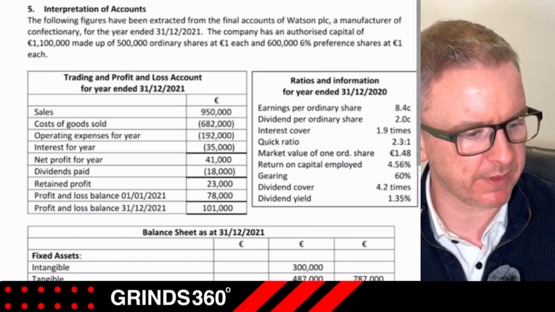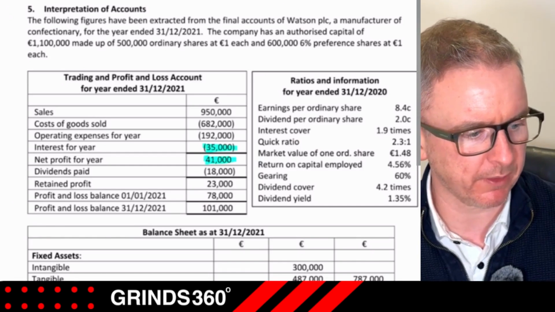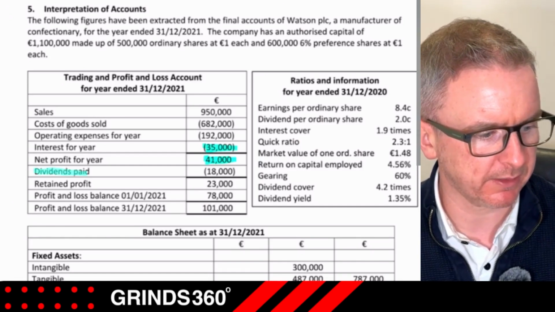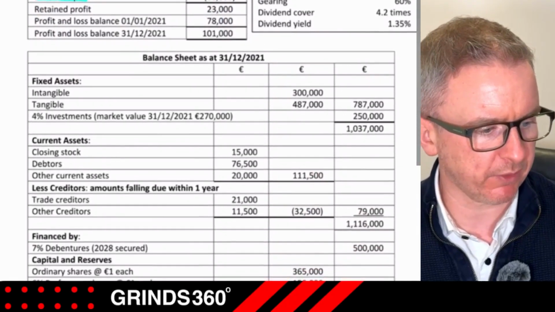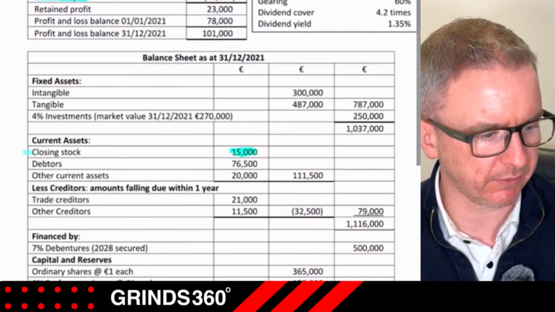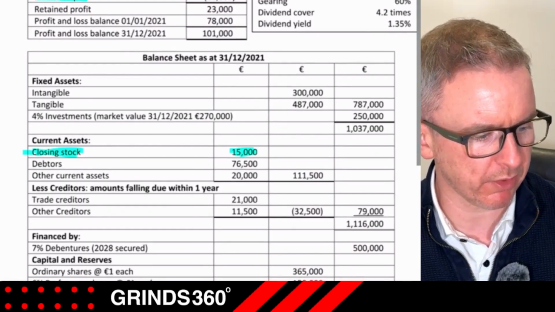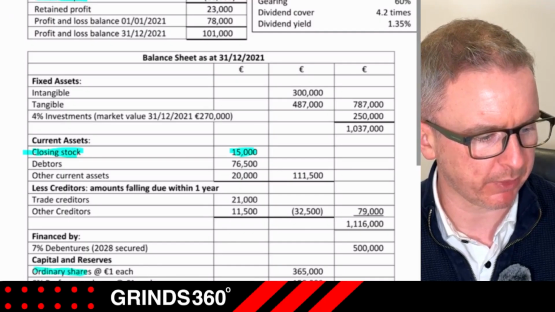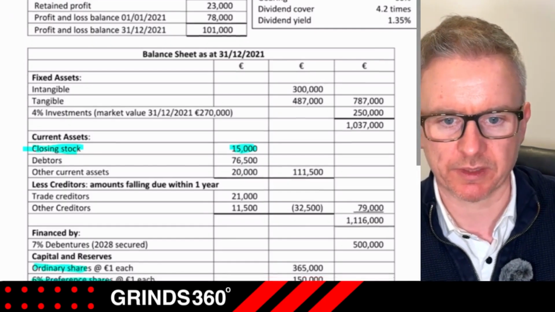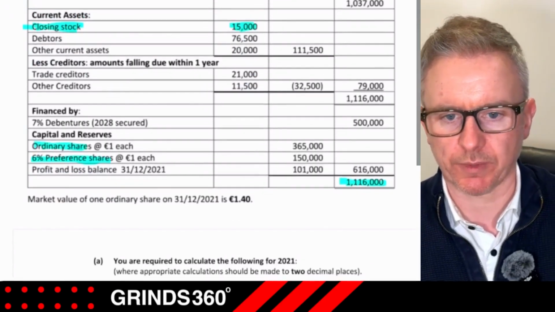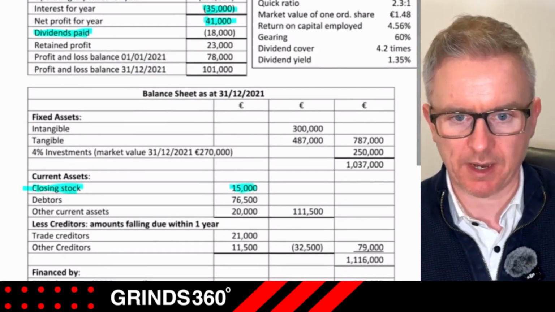So the first thing I would do is I'd have this net profit figure highlighted. I'd have my interest figure and then dividends paid. I'd make a note of that because I'm going to use that quite a bit. Then I'm going to identify what my closing stock is because I need that for one of my liquidity ratios. And then I'd come along here and I'd look at what my ordinary shares are and my preference shares, the 6% preference. And then that capital employed figure, that's going to be used for one of my ratios, my return on capital employed. And that would be my starting point all the time.